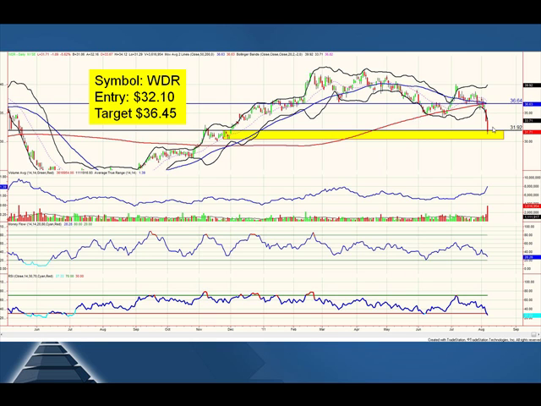So one of the things that we're looking for is after the entry of 32.10, we now have a moving target. Our target is going to be the midline, or the midline moving average, on the Bollinger Band. So right now it's around 36.64. We're going to take the target of 36.45. As price comes up, this midline moving average will flatten. So that's one of the things to look for here on WDR.